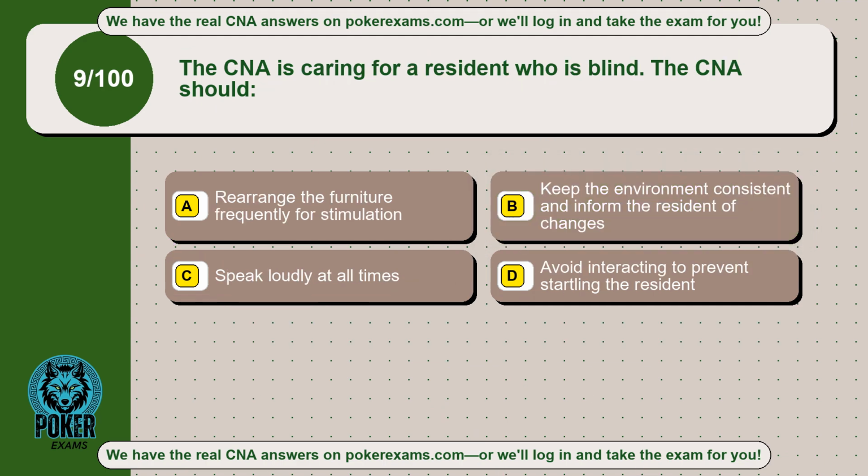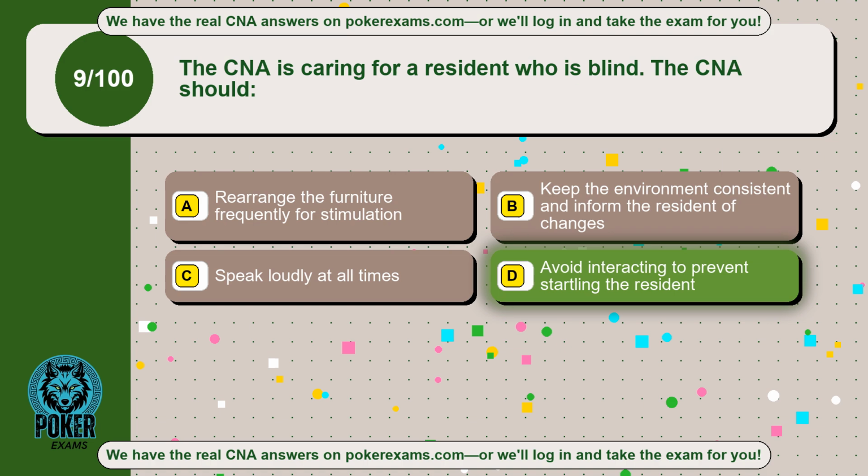Question 9. The CNA is caring for a resident who is blind. The CNA should: Option A. Rearrange the furniture frequently for stimulation. Option B. Keep the environment consistent and inform the resident of changes. Option C. Speak loudly at all times. Option D. Avoid interacting to prevent startling the resident.